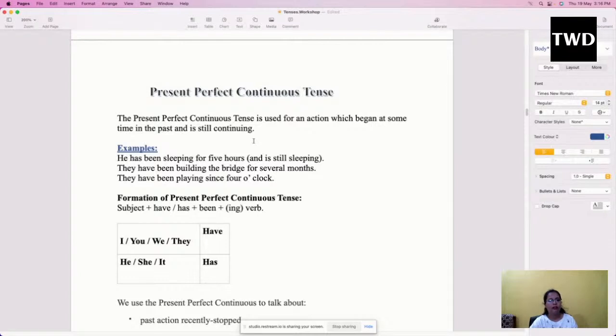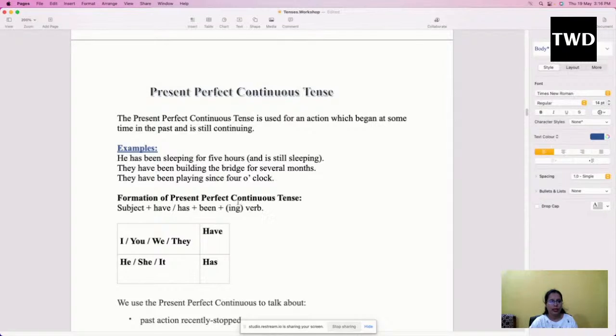Yes, they have been playing since 4 o'clock. Since 4 o'clock they started to play and yet they are playing. So what is the structure of the sentence? We will have subject plus have or has plus been plus the ing form of the main verb. Yes, this is how the structure would be.